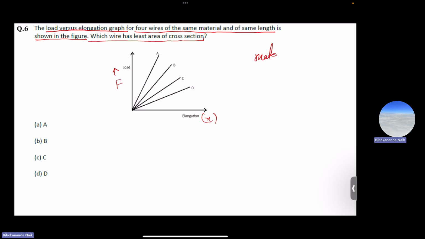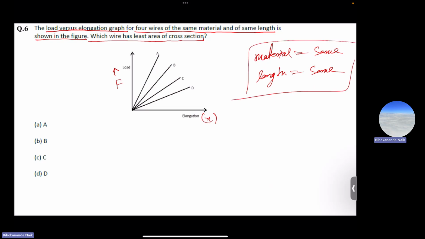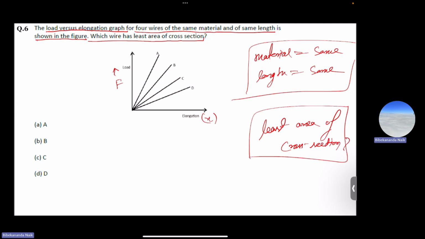Material is same and length is same, and we need to find out which has least area of cross section. So I'll give you a few minutes to think about this question, and then we will discuss what will be the correct answer.